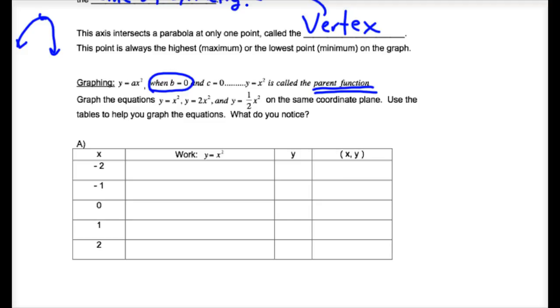Okay? Graphs of the equations y equals x squared, or 2x squared, or a half x squared on the same coordinate plane. We're going to do that. Use the tables to help graph the equations, and what do you notice? Okay, here's what's going to happen. It's going to take us forever to graph these things because we're going to make an xy table. After we do this and look at it, I'm going to show you guys the trick, so you won't have to do this.